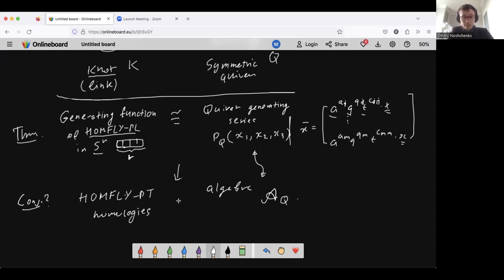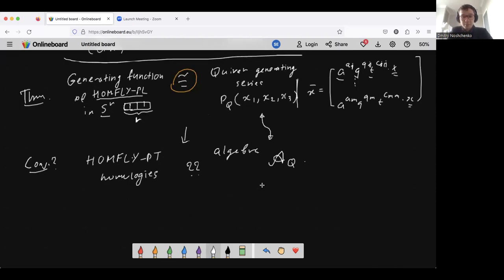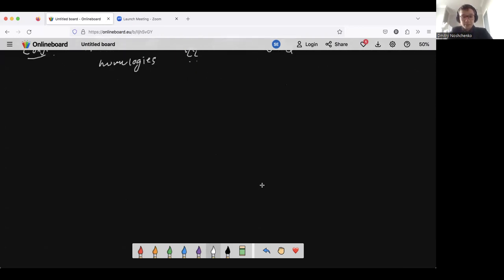Okay, so this homological relation is more conjectural, and we don't know much about it. So in these lectures, let's just focus on this more computational level of identification of generating series. Just a very quick recap about the knot homologies. We may start with HOMFLY-PT polynomials again.